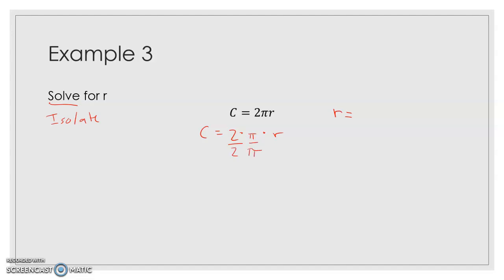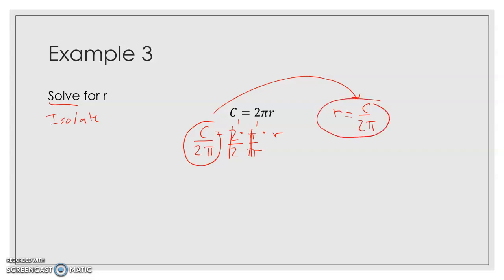I'm going to divide both the 2 and pi from both sides of the equation, and circumference over 2 times pi, right? That's a 1. That's a 1. 1 times r is just going to be r. And all that we have left is the isolated variable, right? We've moved things around. Circumference divided by 2 pi is radius. My friends, that's a wrap for that slide.